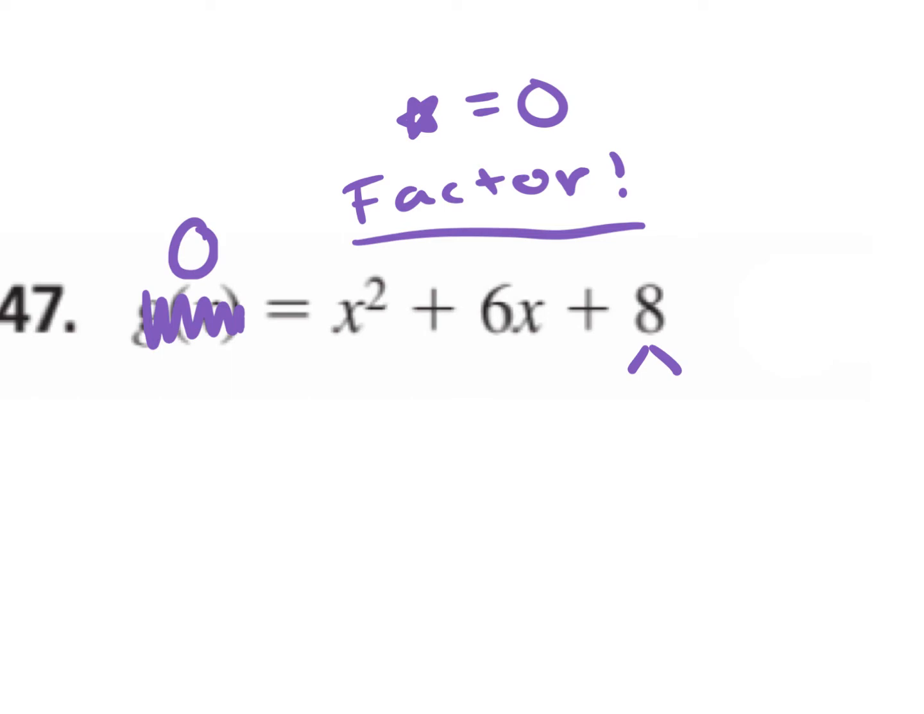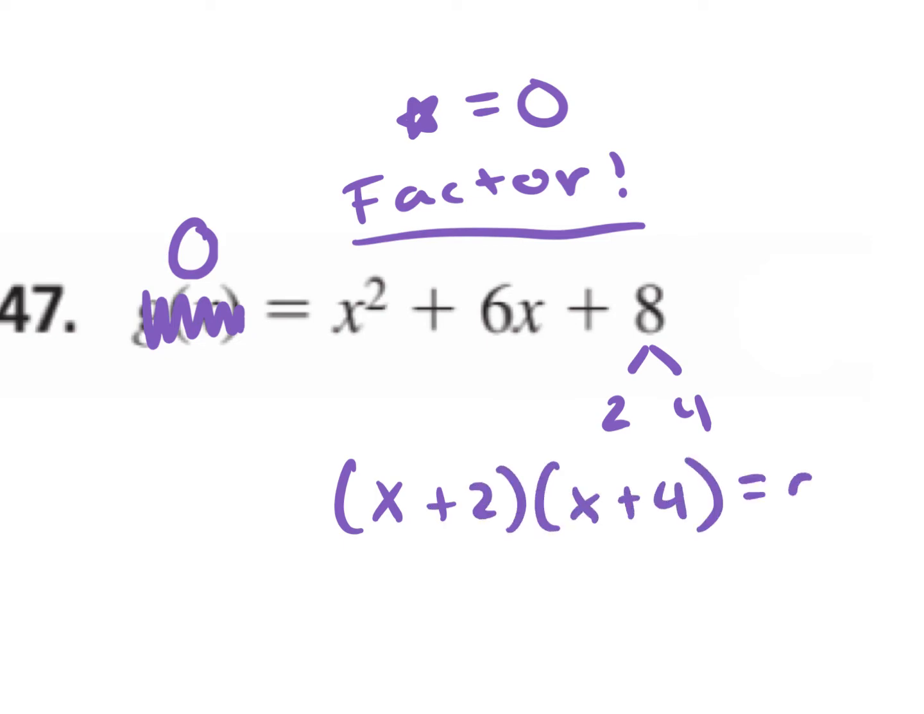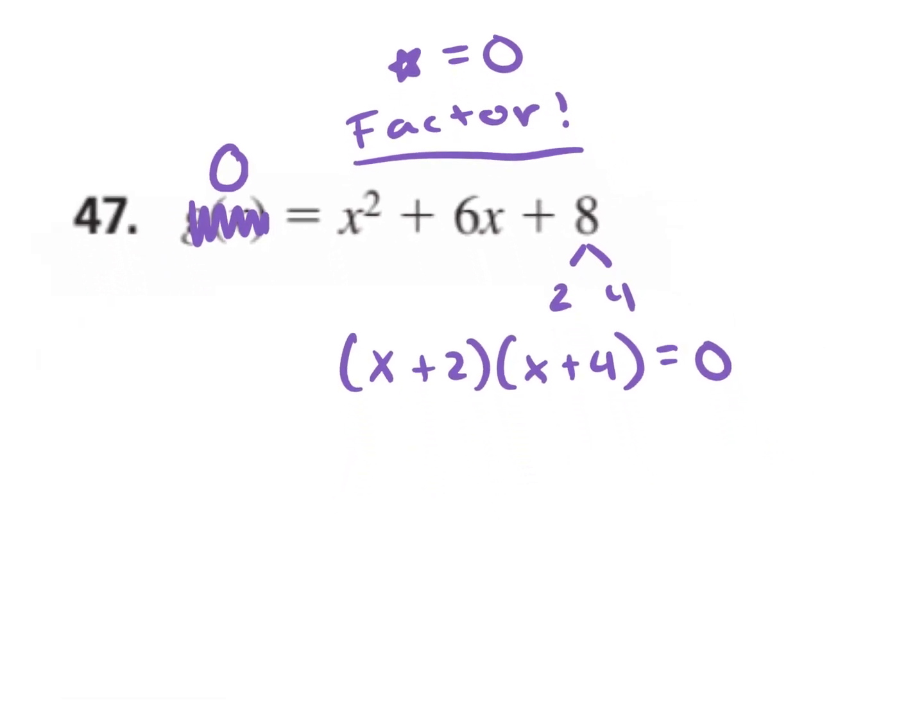Awesome. So our two factors of 8 that add to 6 would be 2 and 4. So we would write it as x plus 2 and x plus 4, and it's equal to 0. Now here we're not just factoring, we need to solve it all the way. So what can I do next to solve?